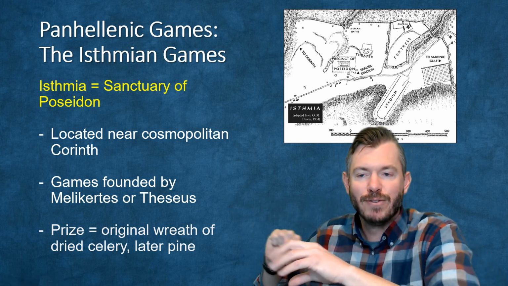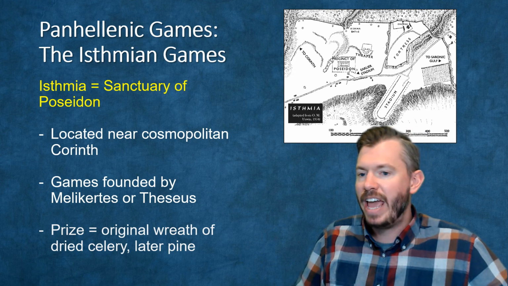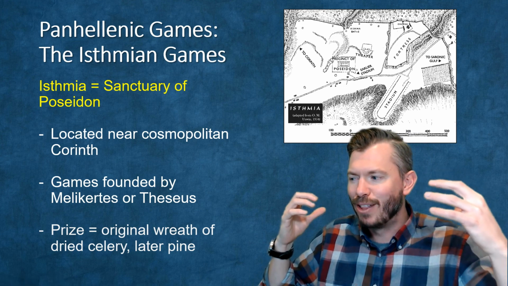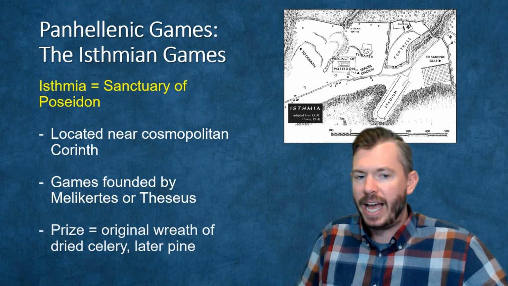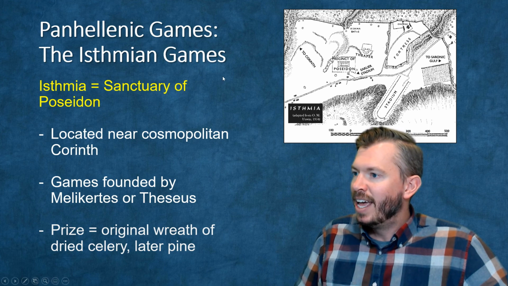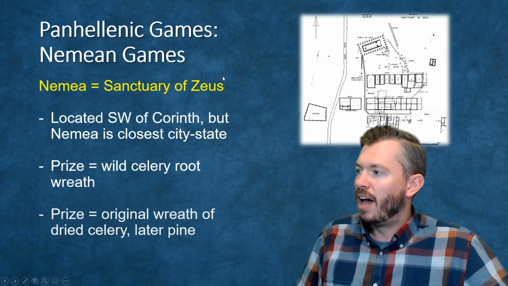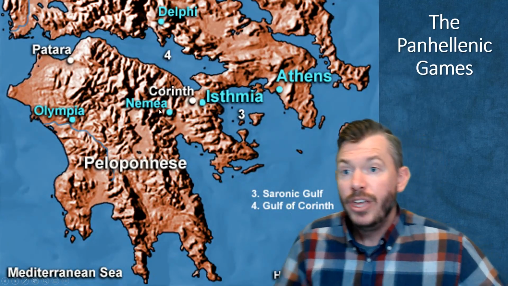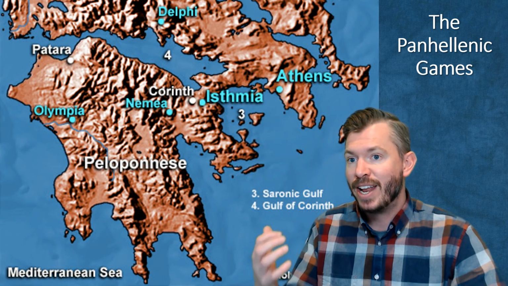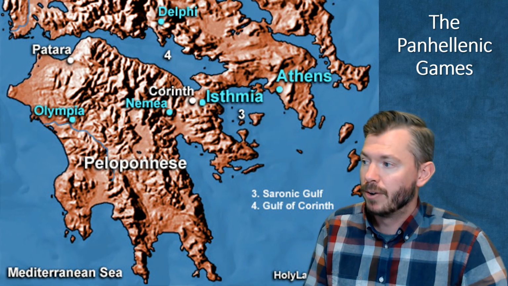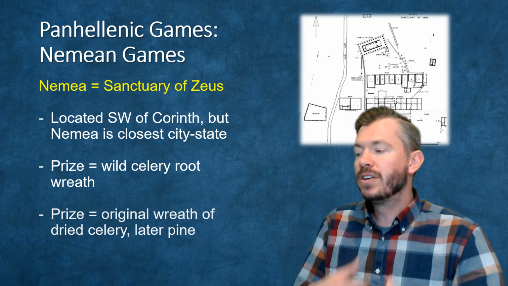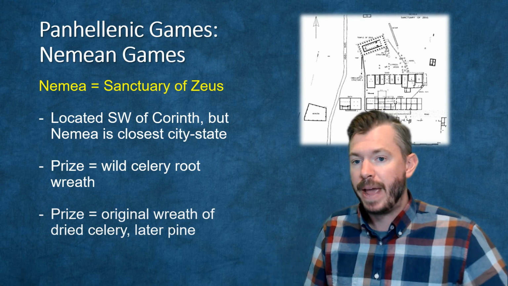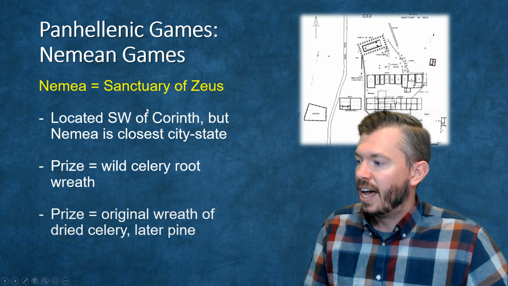So we've got one set of games for Zeus, one for Apollo, and this set of games associated with Poseidon. Originally, you received a wreath of dried celery, and later on, that became a wreath of pine for winning those games. And then you've got one final set of games for Zeus as well. So at Nemea, right here, a little bit southwest of Corinth, you, of course, know Nemea already from being the site where Heracles accomplished his first labor, slaying the Nemean lion. But there's one other set of Panhellenic games where people come from all over the Greek world to participate. And this one is also dedicated to Zeus.